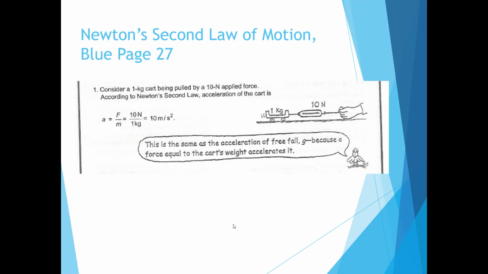The first one is already done for you on your worksheet, and it says, consider a 1 kilogram cart being pulled by a 10 Newton applied force. According to Newton's second law, the acceleration of the cart is A equals F over M. They labeled their picture with 10 Newtons and 1 kilogram for this cart. So 10 Newtons divided by 1 kilogram, you end up with 10 meters per second squared.